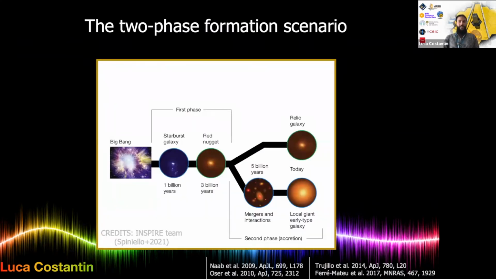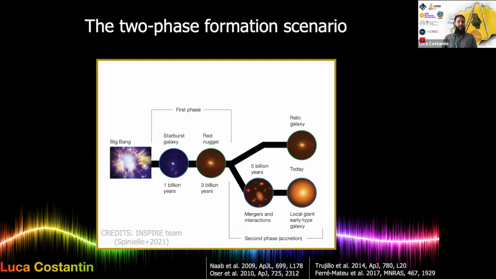So I will start to put my work into context by showing a cartoon of the evolutionary path a galaxy takes in the two-phase formation scenario. During the first phase, we have the formation of a compact system, which is usually observed at redshift higher than 2. During the second phase, on the right part of the cartoon, this system, usually called red-nugget, could evolve unperturbed until today or grow inside and end up as a local early-type galaxy.